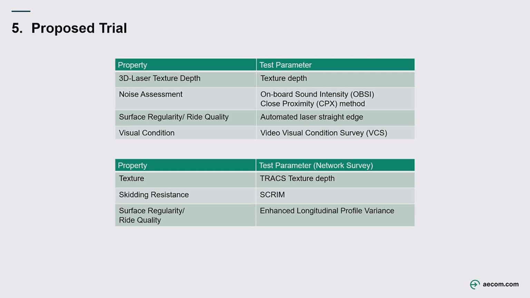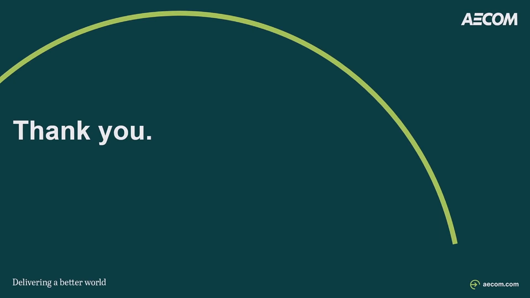We're also looking at surface ride quality, visual condition, texture, skidding resistance, and ELPV. Hopefully, next year we will have some data to show how these have improved, and we can also recommend some requirement. The third phase will be to add an MCHW standard, hopefully, and we will see how that goes. And that's probably everything for my presentation.